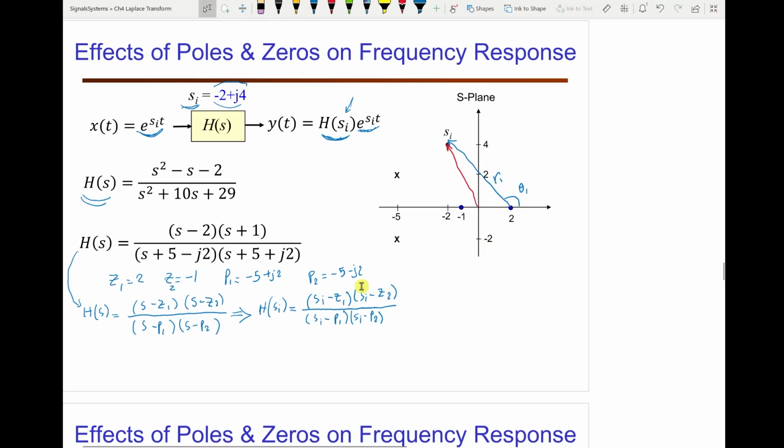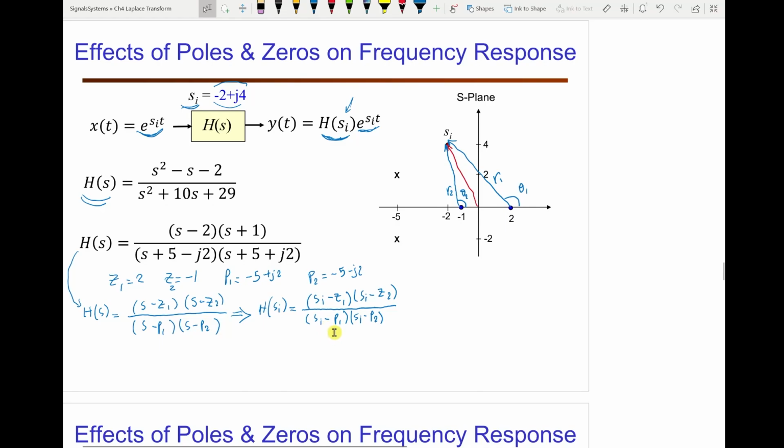How about this one? So let's plot the vector z2. z2 will be this one. And this operation will result in a vector originating at z2 all the way to s_i. So that will be this vector. Let's delete this one. We don't need it anymore. And I will call this R2, theta 2. And again, let's plot the vector for the operation of this subtraction.